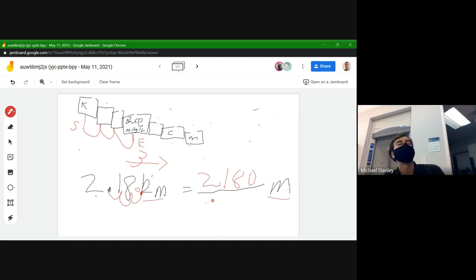Sorry about that. But regardless, 2.18 kilometers is equal to 2,180 meters. Started from kilometer, jumped 3 to the right to get to our base unit. So we took the decimal point in here and jumped 1, 2, 3 spaces to the right. That gave us a little 0 blank space right at the end there. So we figured out that 2.18 kilometers is the same thing as 2,180 meters.